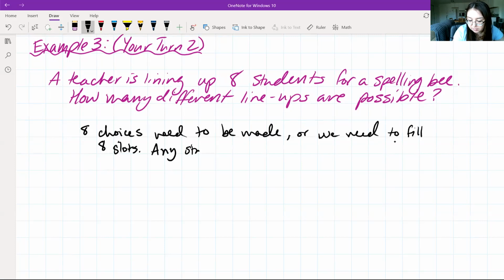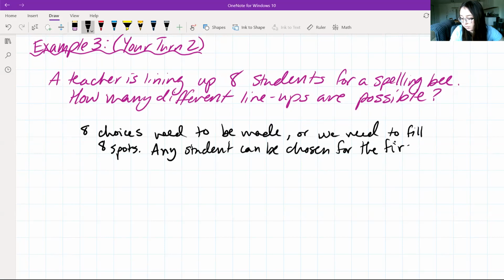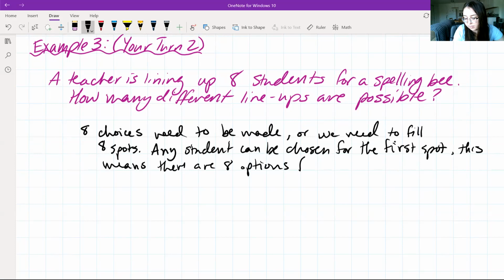So any student can be chosen for, we're going to change slots to spots. So any student can be chosen for the first spot. So this means there are 8 options for the first spot.